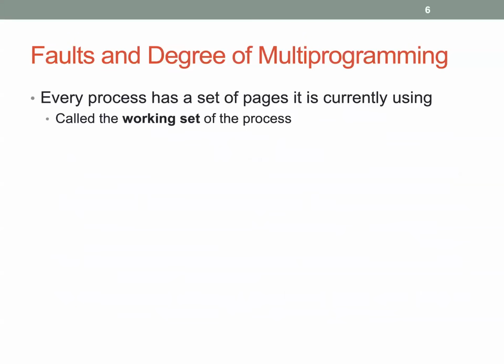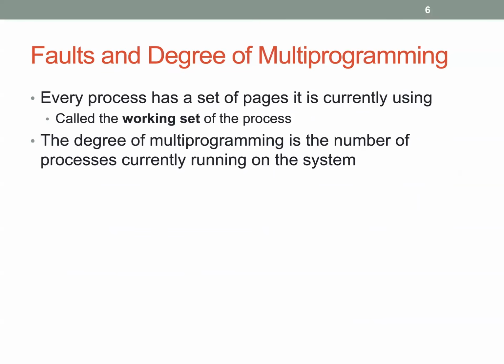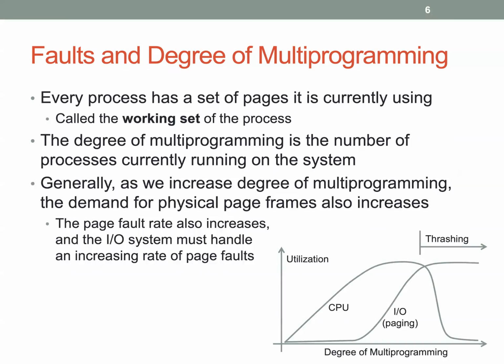Okay, faults and degree of multiprogramming. So yeah, I was already talking about this. Processes have a set of pages that they're working with that's called the working set of the process. And the degree of multiprogramming is just how many processes am I running? So it's not a very exciting number. It's 8. It's 41. How many processes are we trying to run at a given time?